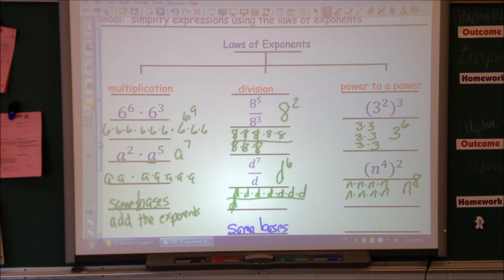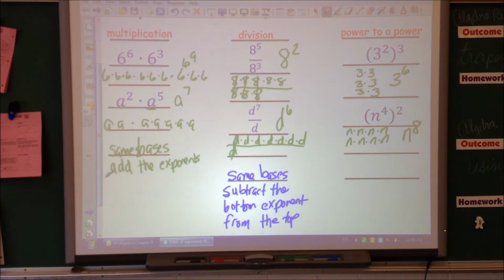So this time I actually multiplied. So if I have a power to a power, same bases, multiply the powers, or the exponents. Exponents and powers are the same thing.